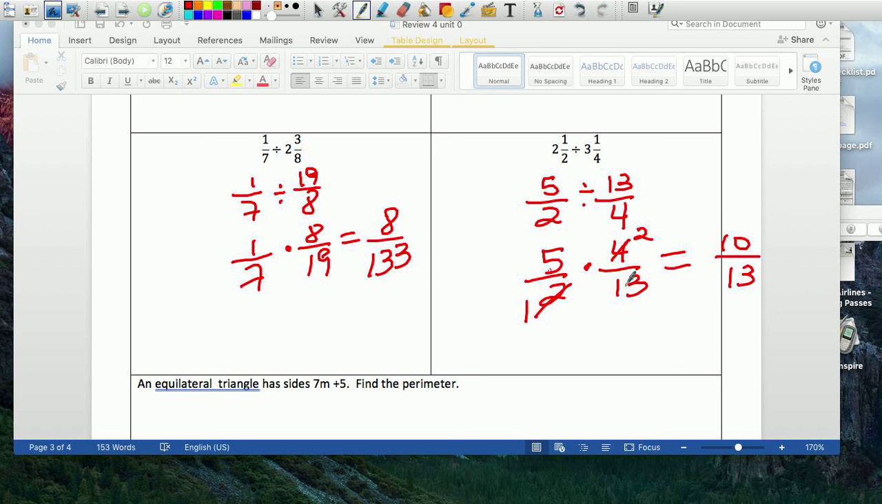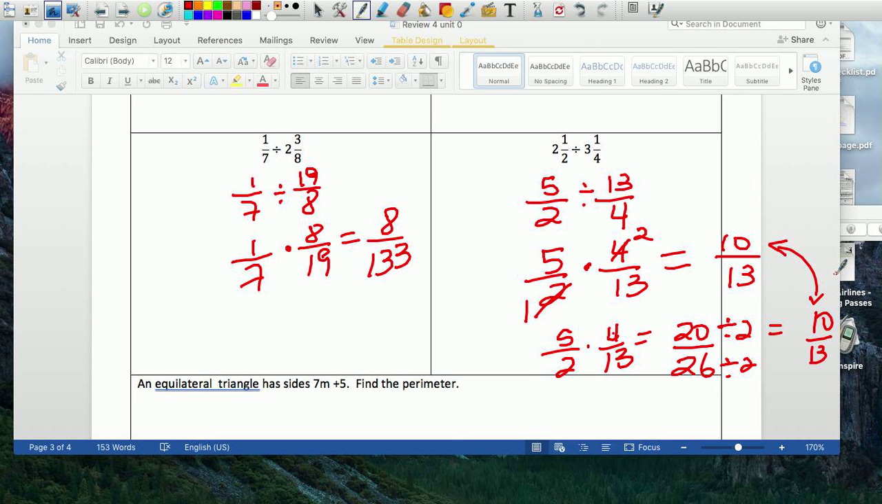If you don't want to simplify, you get... So let me write this down again. So let's say you're not comfortable simplifying before you multiply. You can just multiply across. 5 times 4 is 20. 2 times 13 is 26. Right? Can I divide top and bottom by a number? Yeah, I can divide this by 2. And I can divide this by 2. 20 divided by 2 is 10. 26 divided by 2 is 13. Notice you get the same answer. So whichever choice you want.